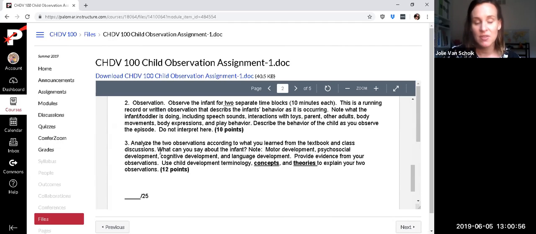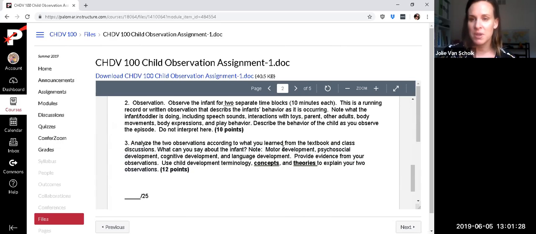Then the biggest thing, and this is the most points, is that analyze section. So this is where you're going to have looked at a child and you've observed a child, and now you're going to tell me about what you saw the child doing. So the best thing to do is look at concepts, theories, or terminology. So this is going to be things that you are learning in the class. This could be our theorists, Freud, Piaget, Watson, Skinner, Ainsworth. I know those words mean nothing to you, but in the next couple of weeks they will.